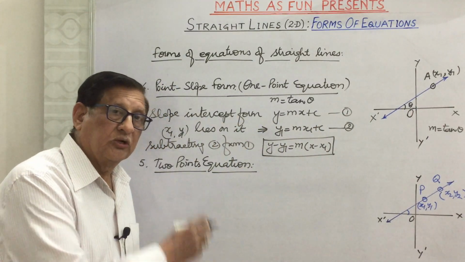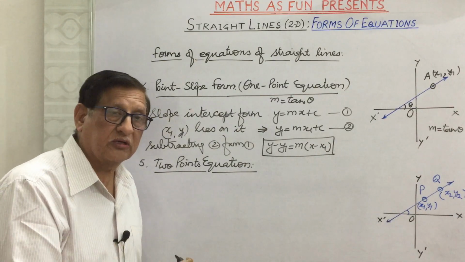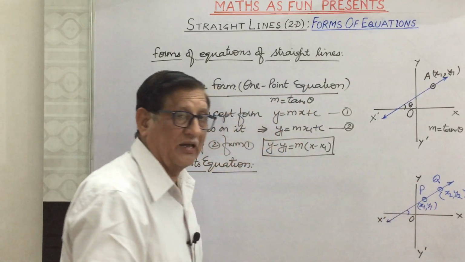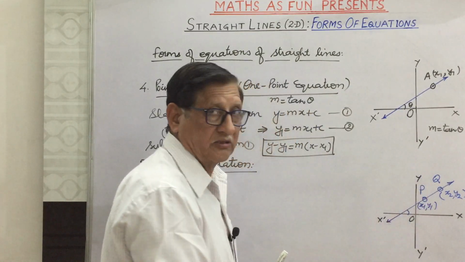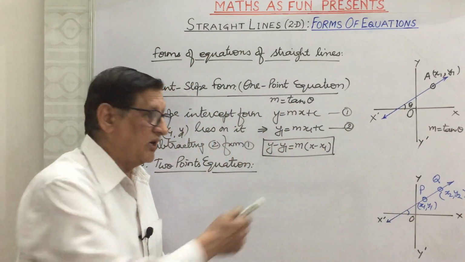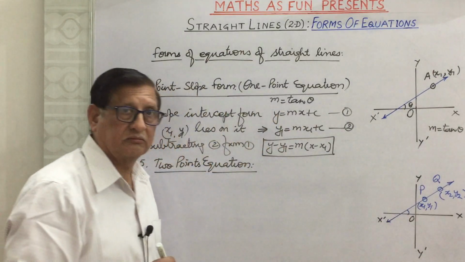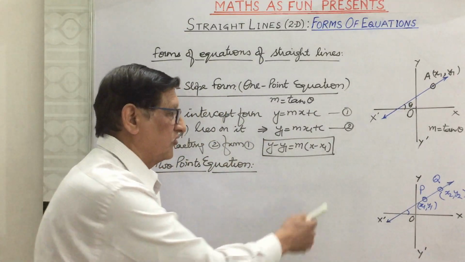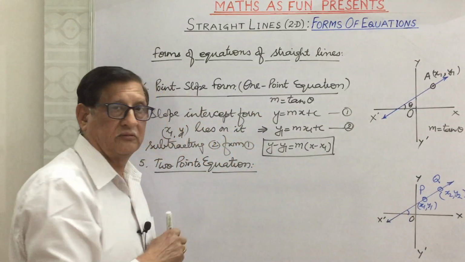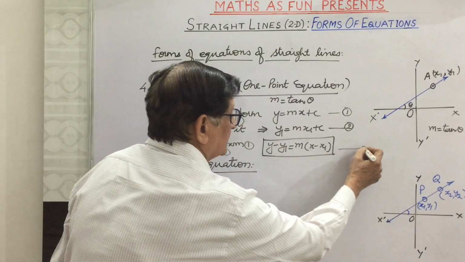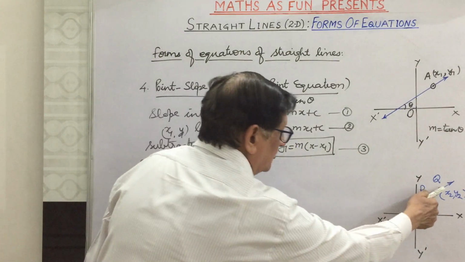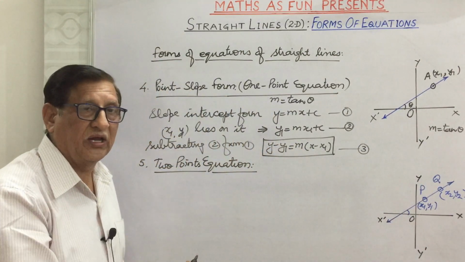Now the next is 2-point equation, means what? The equation of a line which is passing through two given points, like here it is P and Q, the coordinates of which are x1, y1 and x2, y2. So we are to find out the equation of this line. We have already learnt how to find out the equation of a line passing through this point P, x1, y1. So if we write this as number 3, then we find that the same line is passing through point Q, or we say Q lies on it.